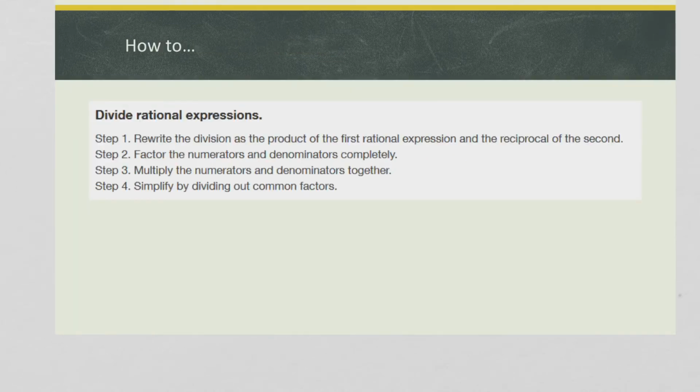Just a reminder on this page of how to divide rational expressions so you can read through this. Again, you're allowed to interchange these two. If you want to multiply first and then simplify, you're welcome to do that. Or if you want to simplify, then multiply. I tend to interchange these. I'll go 1, 2, 4, 3 is what I'll do.